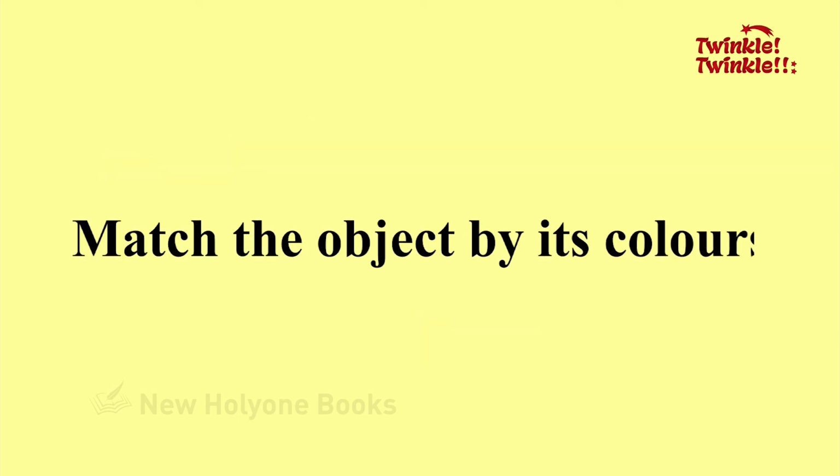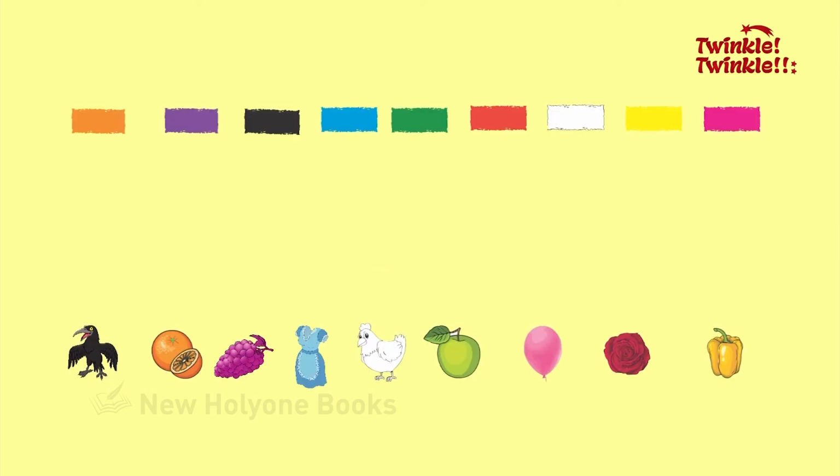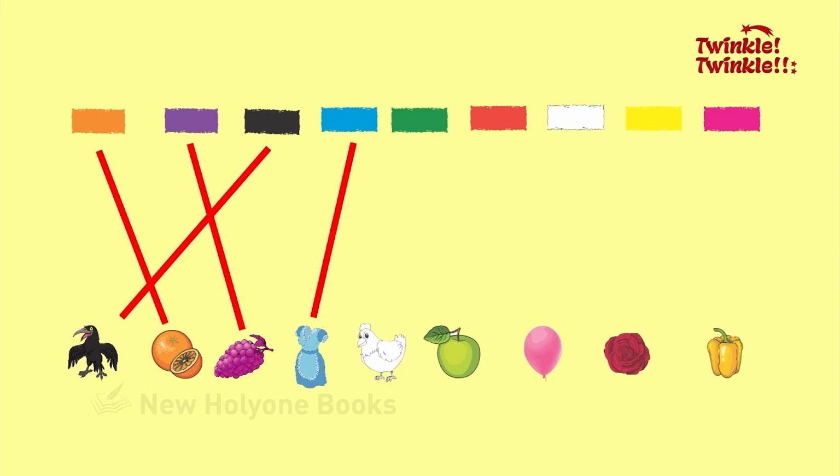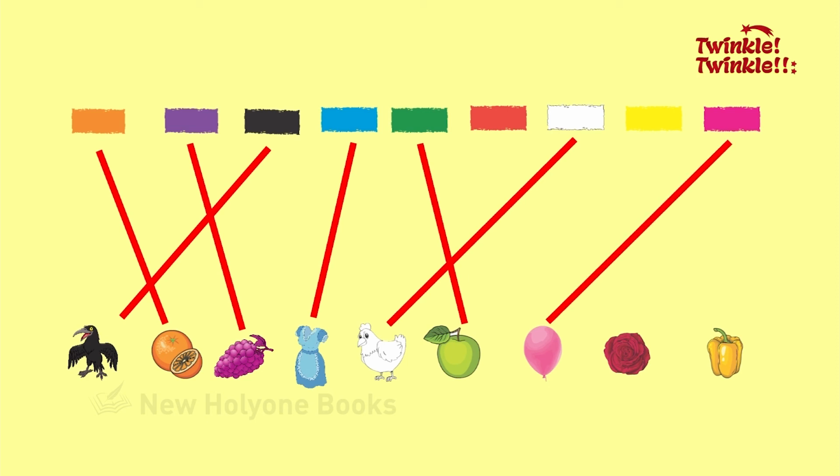Match the object by its colors. Crow, black. Orange, orange. Gray, purple. Frog, blue. Hen, white. Apple, green. Balloon, pink. Rose, red. Capsicum, yellow.